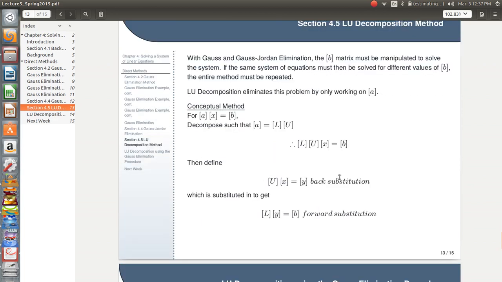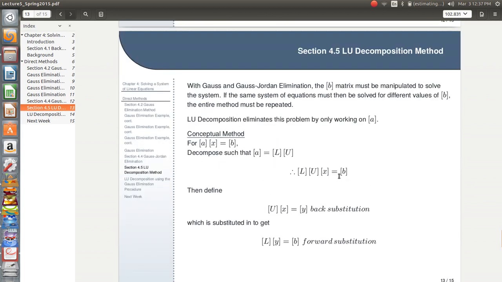Next thing we're going to talk about is called LU decomposition. This would be lower and upper triangular decomposition. Now, with Gauss and Gauss-Jordan, we need to modify or manipulate the solution matrix in order to solve the system. So, if you have more than one potential solution matrix, this means that you end up repeating these fairly long processes with multiple solutions. And this obviously can be quite tedious if you're doing it by hand. If you're doing it, though, with a computer, perhaps not as much of an issue.